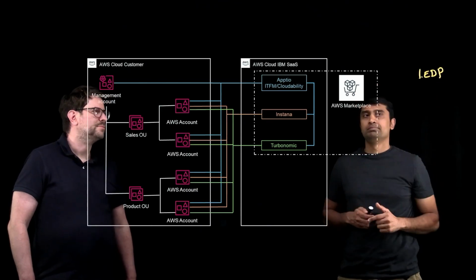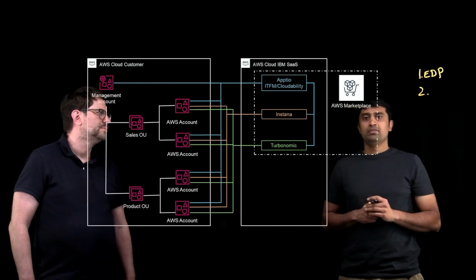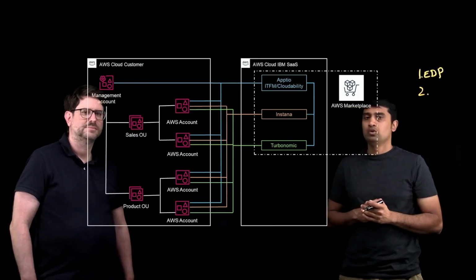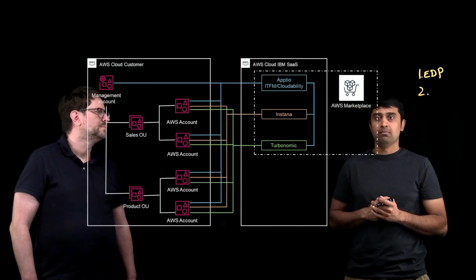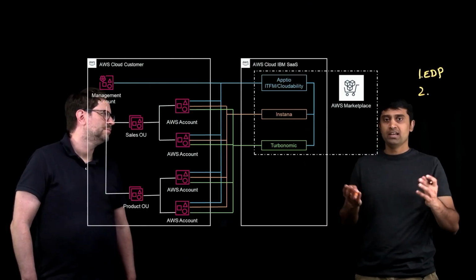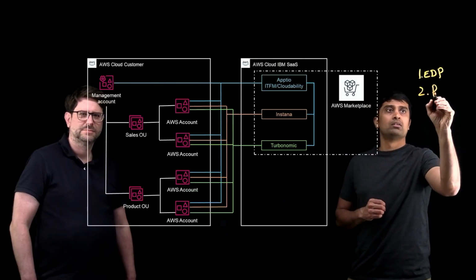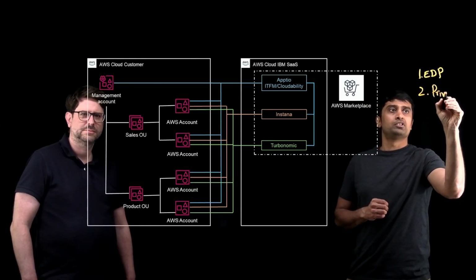And the second is in the Marketplace, there's an option for customers to get private offers from these ISVs or independent software vendors. They often get discounted pricing from the vendors. Okay. So we call that POs or private offers.